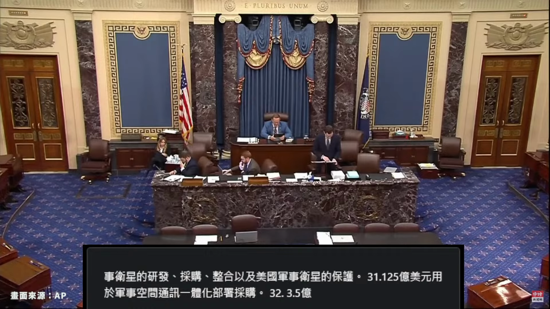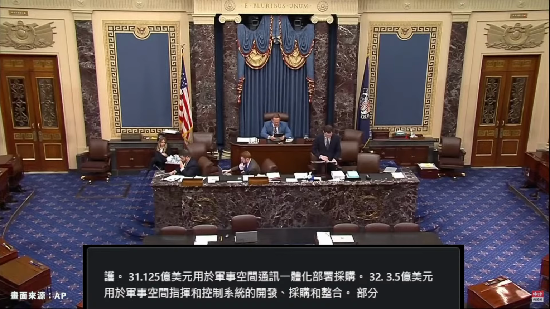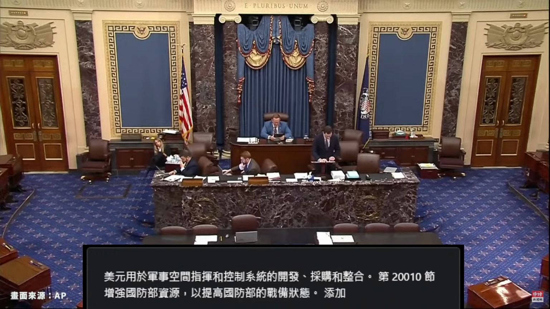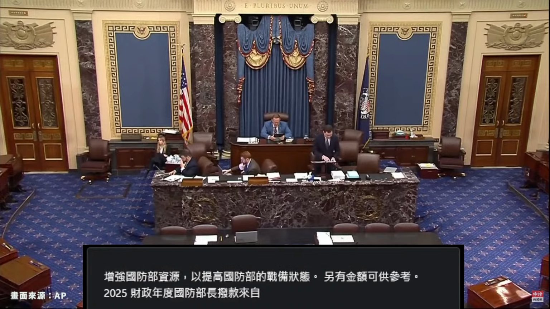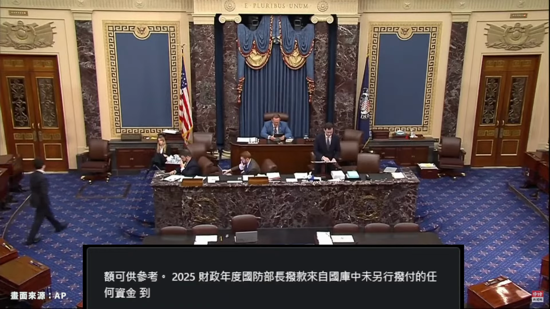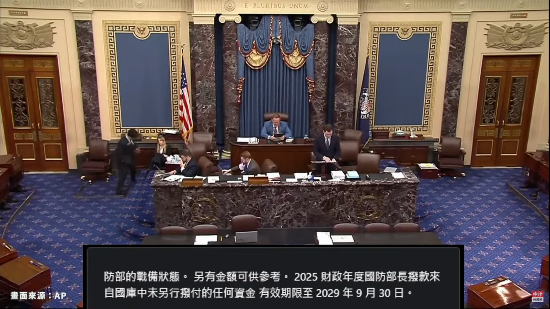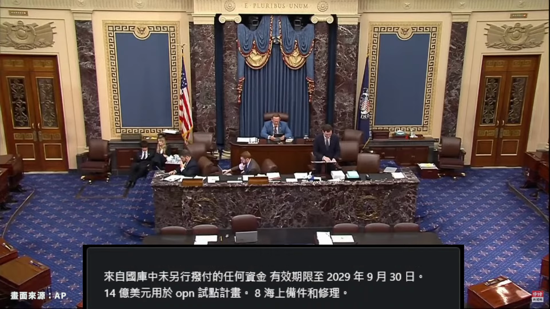Section 20010, enhancement of Department of Defense resources for improving the readiness of the Department of Defense. In addition to amounts otherwise available, they are appropriated to the Secretary of Defense for fiscal year 2025 out of any money in the Treasury not otherwise appropriated to remain available until September 30th, 2029. 1, $1.4 billion for a pilot program on OPN-8 maritime spares and repair pool. 2, $700 million for a pilot program on OPN-8 maritime spares and repair pool for amphibious ships.